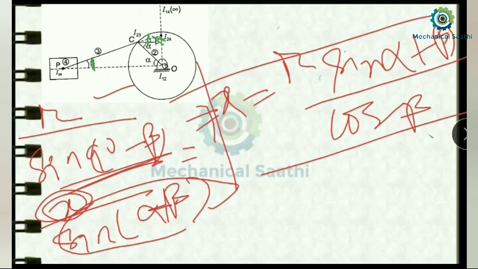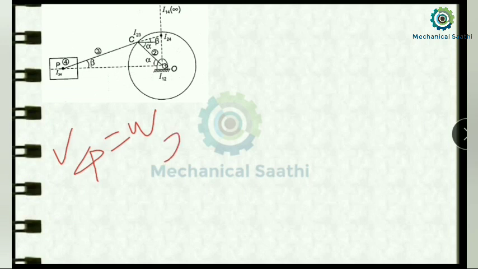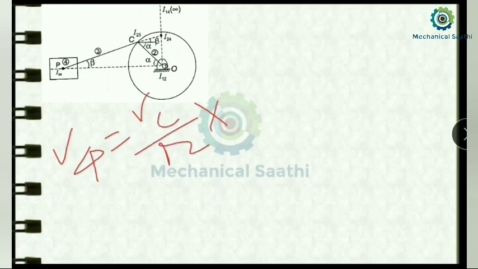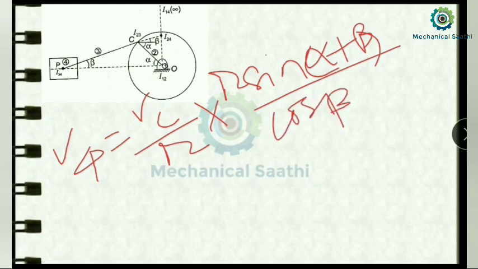Now we need to put it in the formula for b4. We have calculated the formula for b4, that is omega 2, which is equal to bc by r into r sine alpha plus beta divided by cos beta. The r can be cancelled over here.